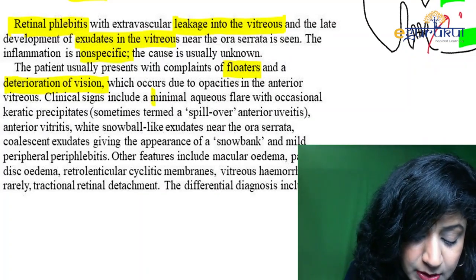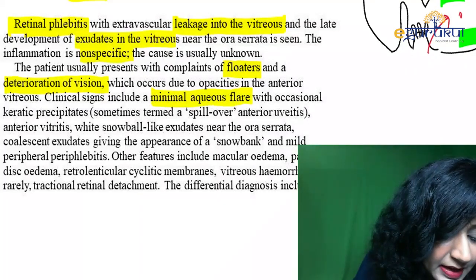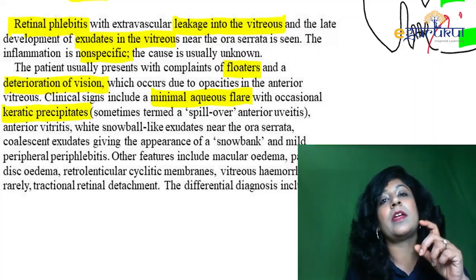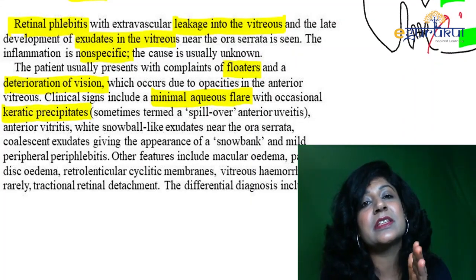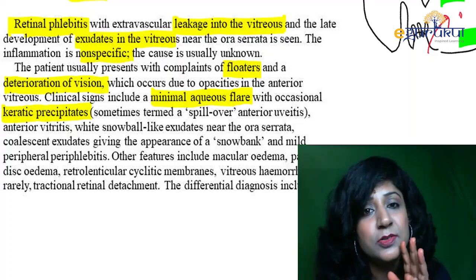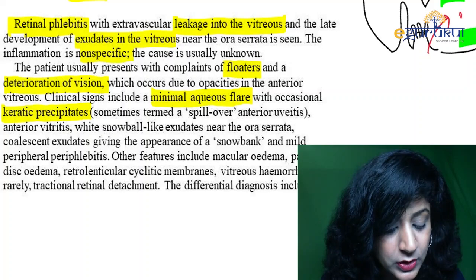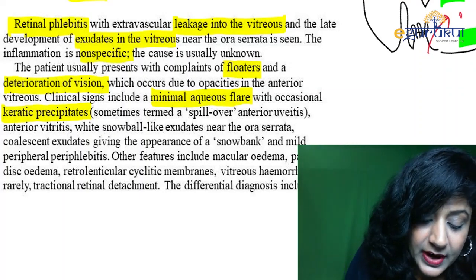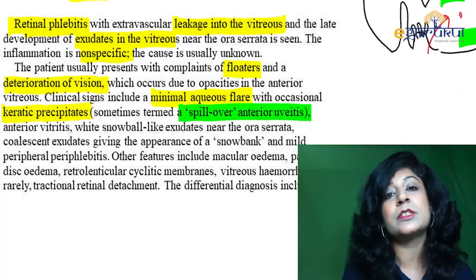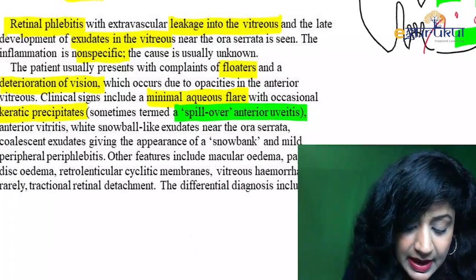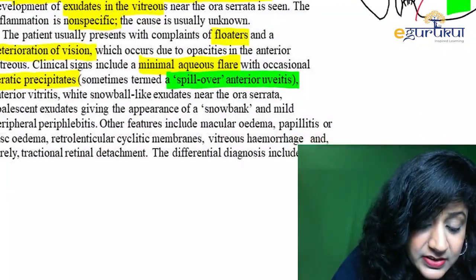Clinical signs include a minimal aqueous flare with keratic precipitates. If you are getting keratic precipitates, that means some amount of anterior uveitis is also present, but that is very, very mild, and that is actually called spillover anterior uveitis. The very mild form is called spillover anterior uveitis, and we have anterior vitritis.